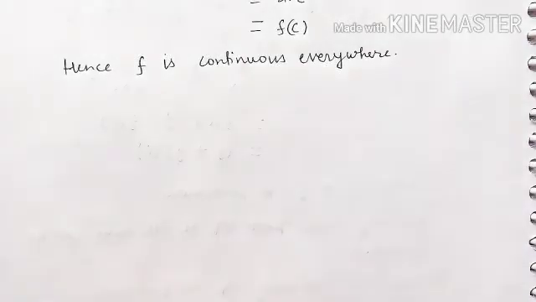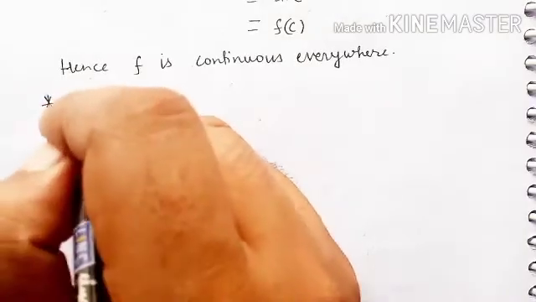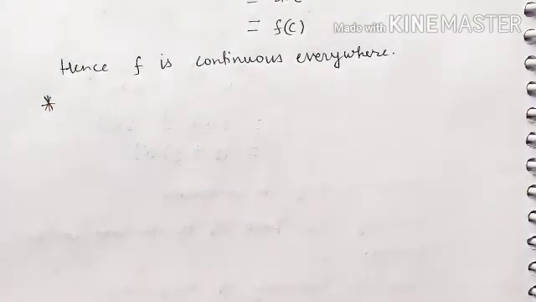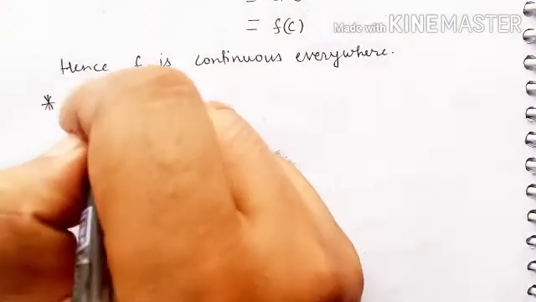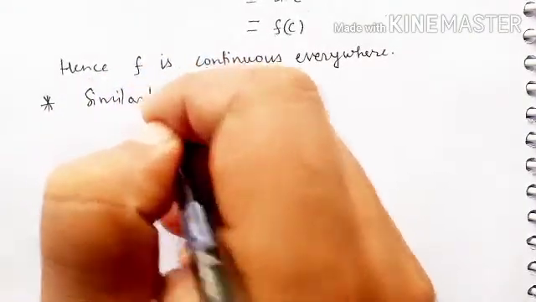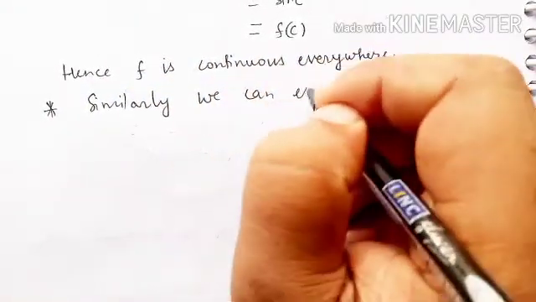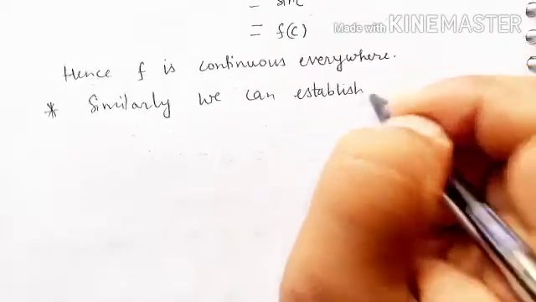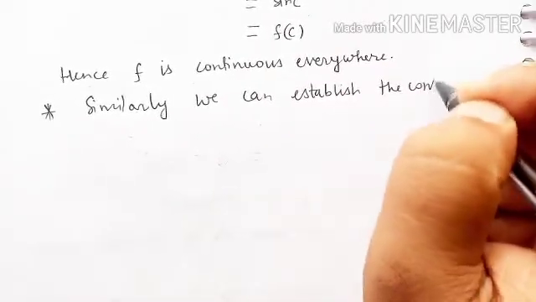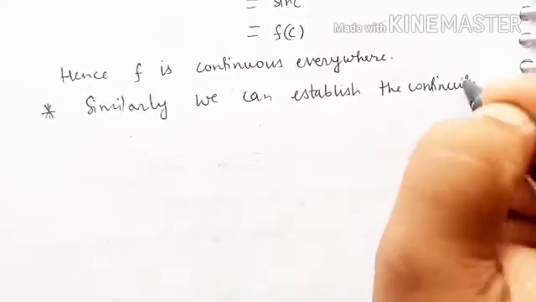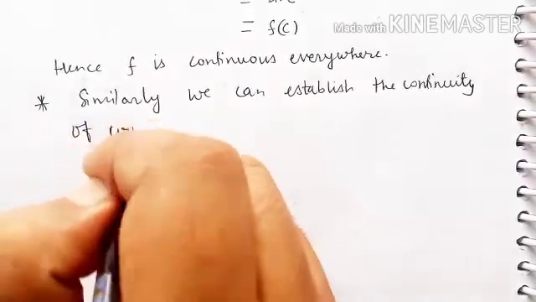We have also seen the graph of sin x, that is everywhere continuous. Similarly, we can establish the continuity of the cosine function.